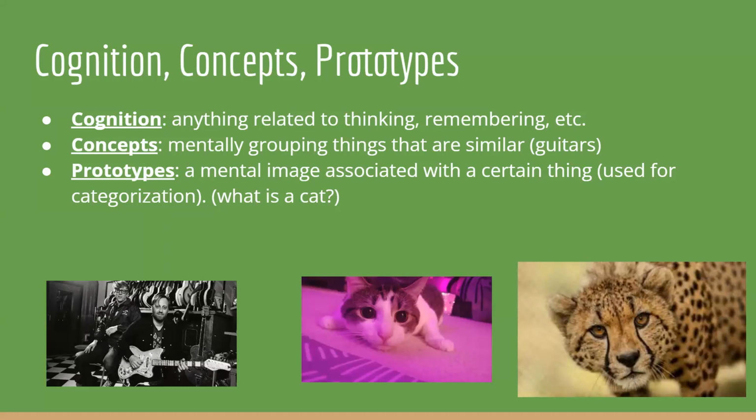In our brain, we have a concept of what a guitar is. And all those things that Mr. Arbach has up there are what we would say are guitars. Any acoustic guitars, any electric guitars, no matter what, that's in our concept of what a guitar is. Now, a prototype, this is a mental image associated with a certain thing. So it's like the best way to represent something.